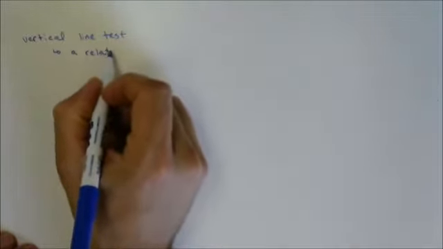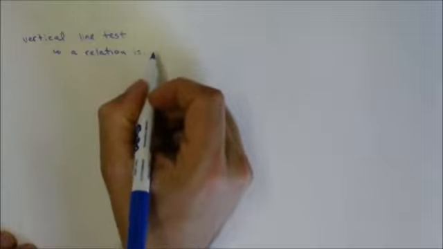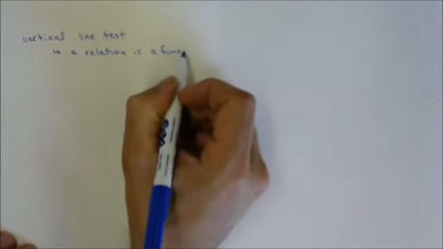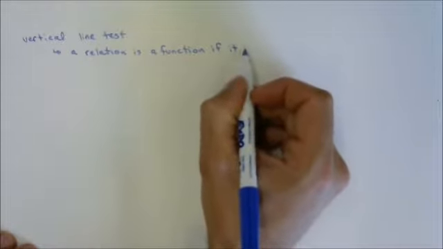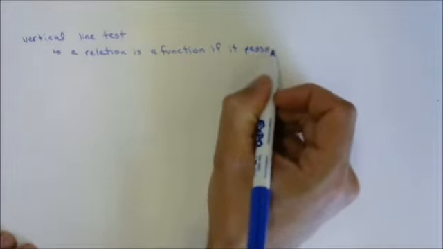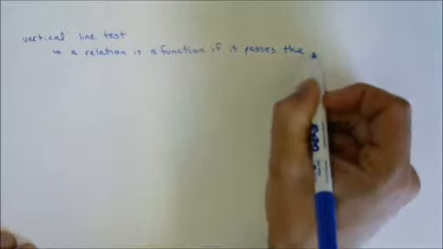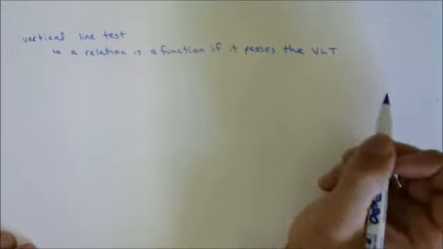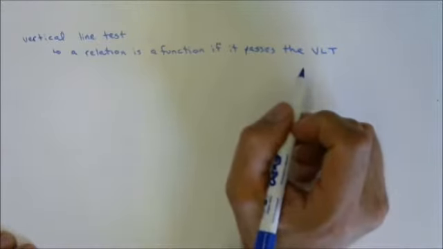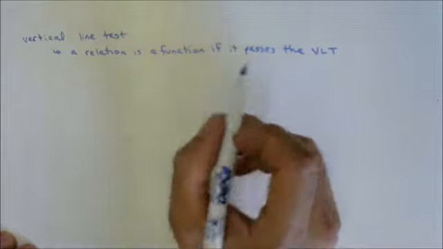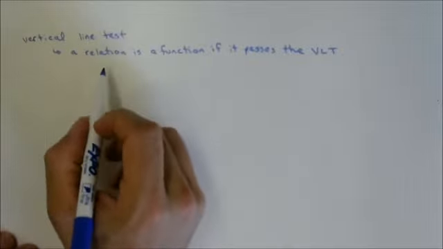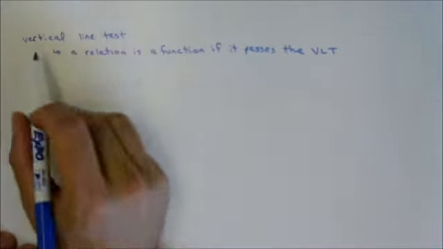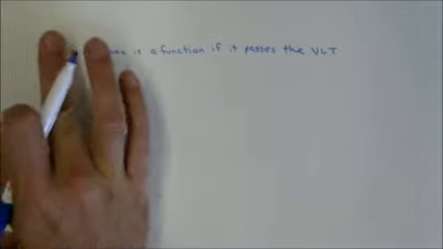A relation is a function if it passes the VLT, vertical line test. And really, I should have done these notes a little bit backwards. I should have said a relation is a function if it passes the vertical line test. That's probably good enough, actually.